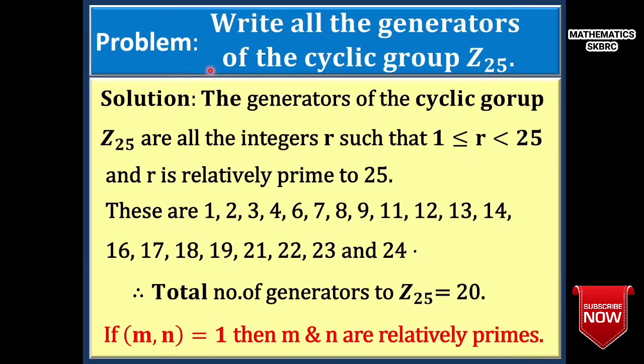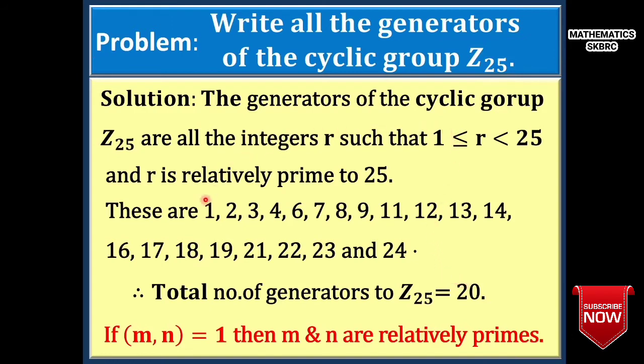Another problem. Write all the generators of the cyclic group Z25. Since Z25 is a cyclic group of order 25, that is, Z25 has 25 elements, the order of Z25 is 25. A cyclic group of order n has phi of n generators. Here n is 25. Phi of 25 is phi of 5 square, that is equal to 5 square minus 5, which is 20. The total number of generators of Z25 is 20.